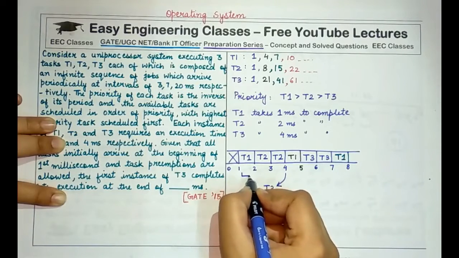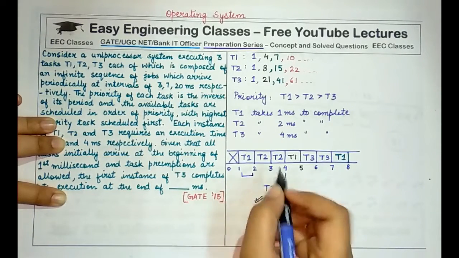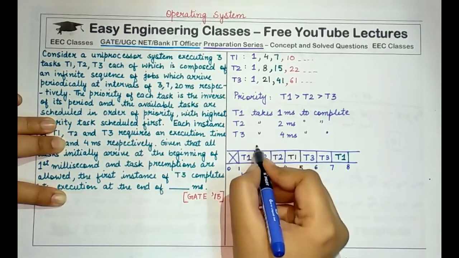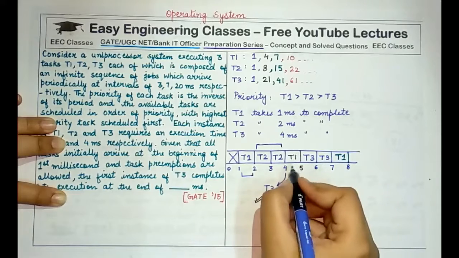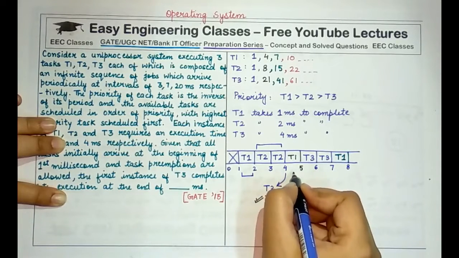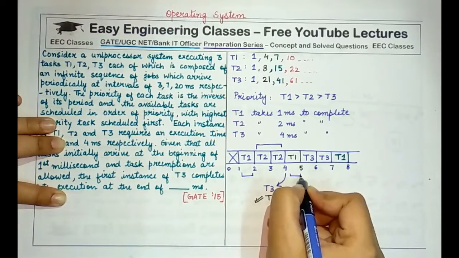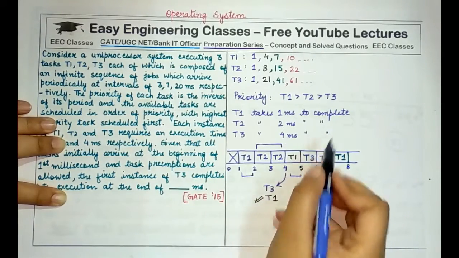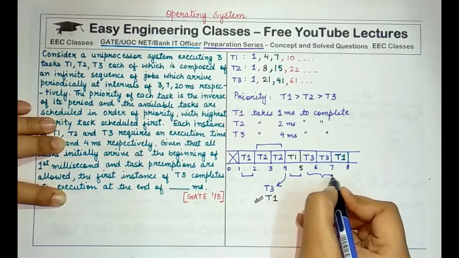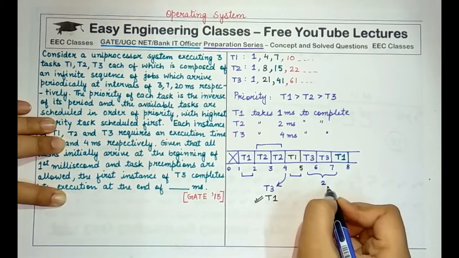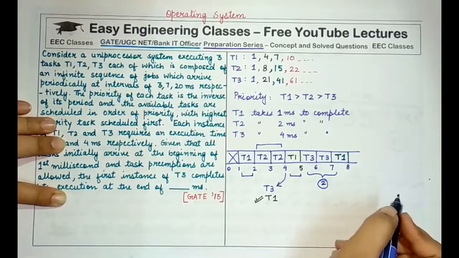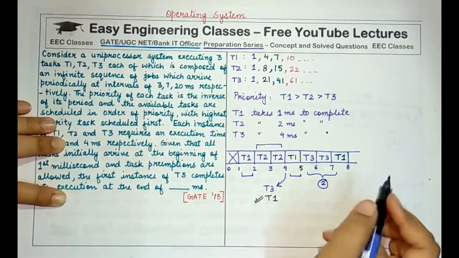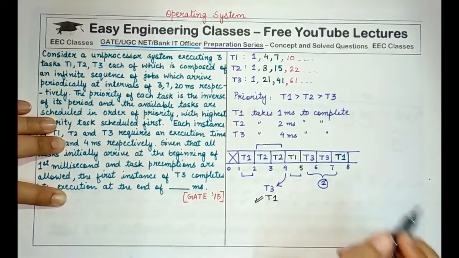So here T1 required 1 millisecond, it completed. The first instance of T2 required 2 milliseconds, so it also completed. The second instance of T1 required a single millisecond, this is also complete. But T3 takes 4 milliseconds to complete and it has only executed for 2 milliseconds. So there are 2 milliseconds remaining of the first instance of T3. Let's continue and see at what time T3 would be complete.